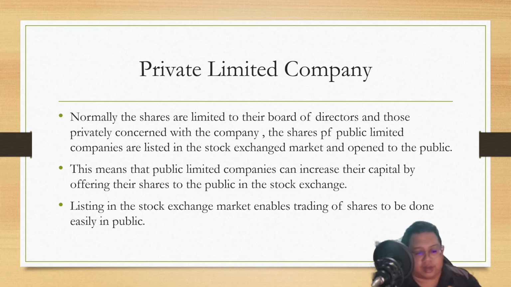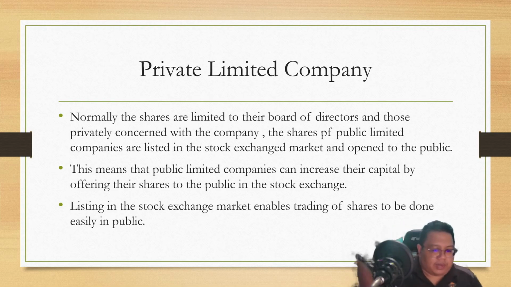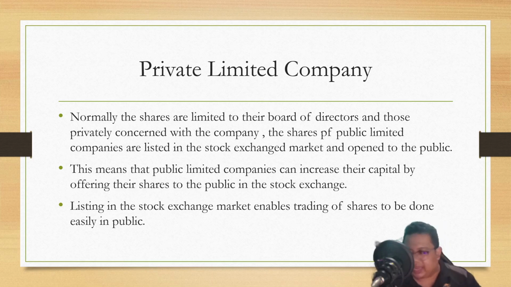So listing in the stock exchange market enables trading of shares to be done easily in public. Private means that they're only for certain groups of people that are related to the company. So if anything happens, they will be on their own. Whereas public limited companies can open any kind of shares within the company for others to buy, and they can get capital from there. So try to understand the differences between public limited and private limited companies.